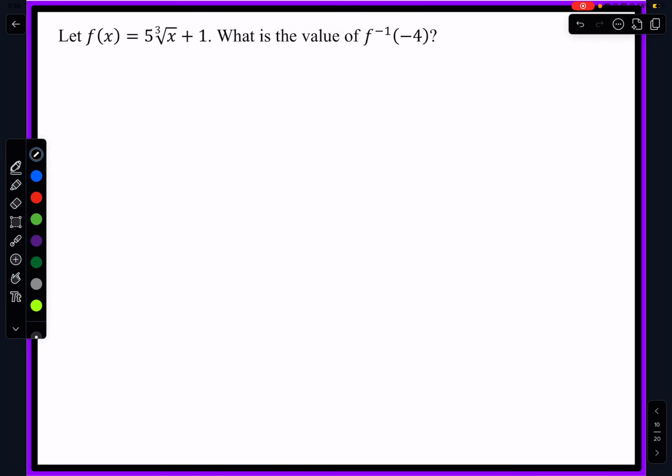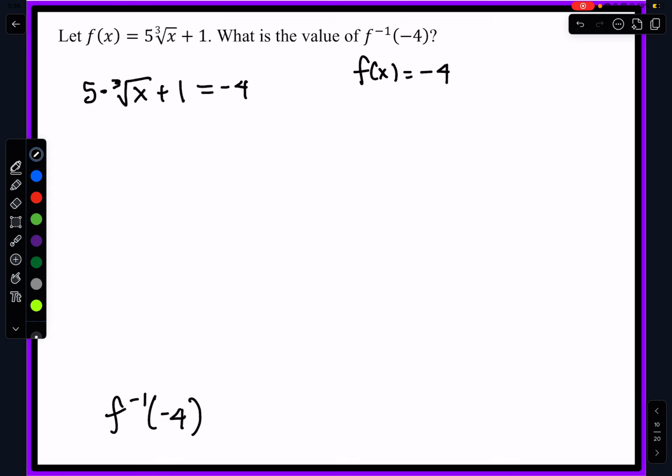In this example, to find the value of the inverse at -4, because the x and y values flip, what we need to do is determine what the x value would be to this original function here to get the output value of -4. What this means is that if I solve this equation, see what makes this equal to -4, that will determine the value of the inverse when I input the number -4 into the inverse.